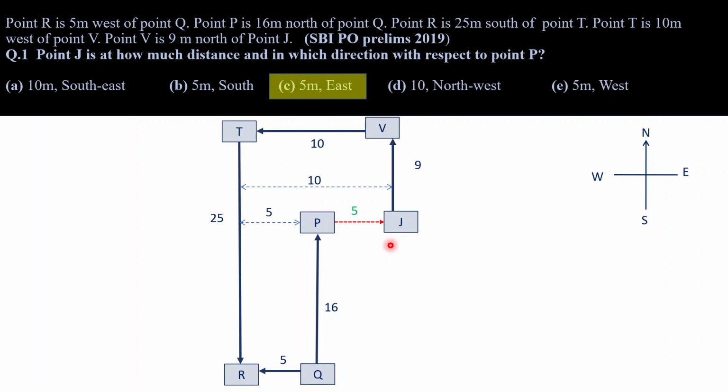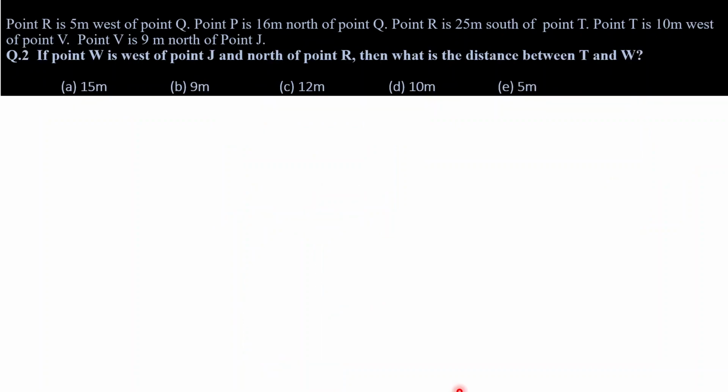So students, let me tell you one thing, that here T, V, J, P, Q and R are just points, and to highlight these points I have put them in boxes. So you need not consider the dimension of these boxes. Which means the distance between R and Q is same as this distance and the distance between T and V is same as this distance. Now let's proceed to the next question.